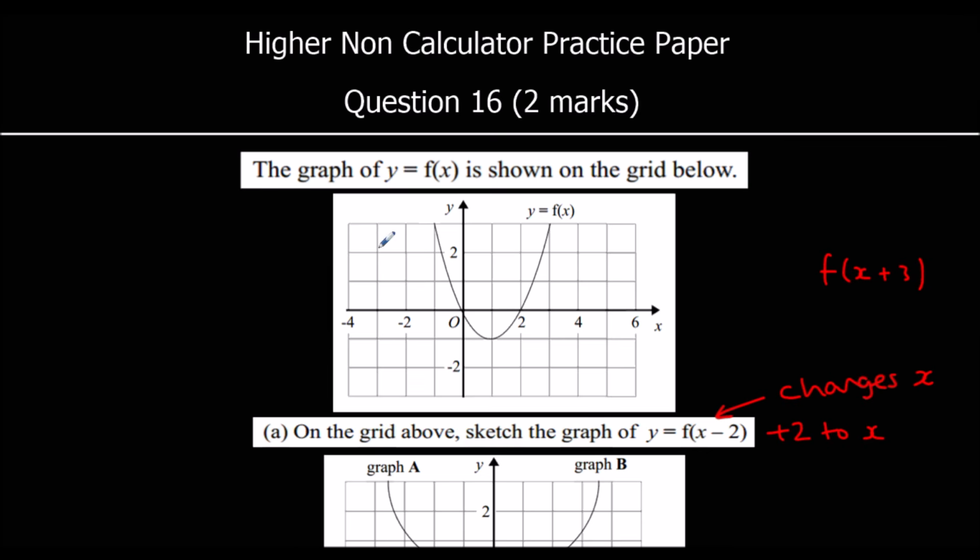The other change you could get is f of x and then outside the bracket plus 2, and that changes the y coordinates and it adds 2 to them. So this is add 2 to the y coordinates. But that's not this question. We want to add 2 to the x's. So it's going to go 2 spaces to the right, 2 to the right, and so on. So our graph will become this one. So 2 spaces to the right.